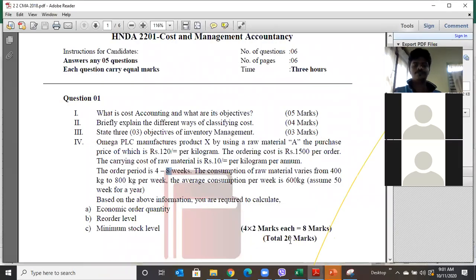Yes. So if you wrote answers like this, you can get these 8 marks and total 20 marks for question number 1. So in this area, if you have any doubts, now you can ask.